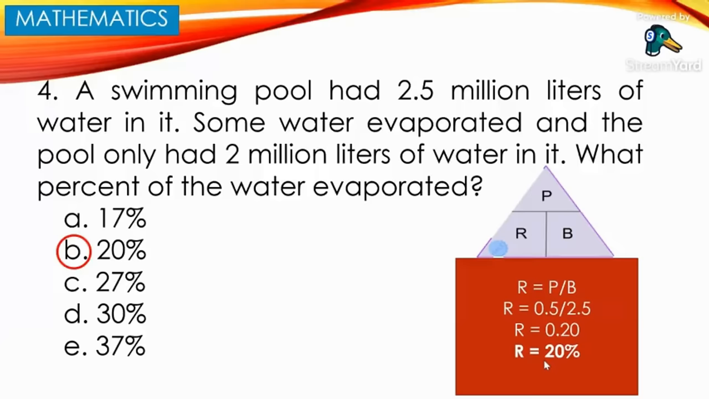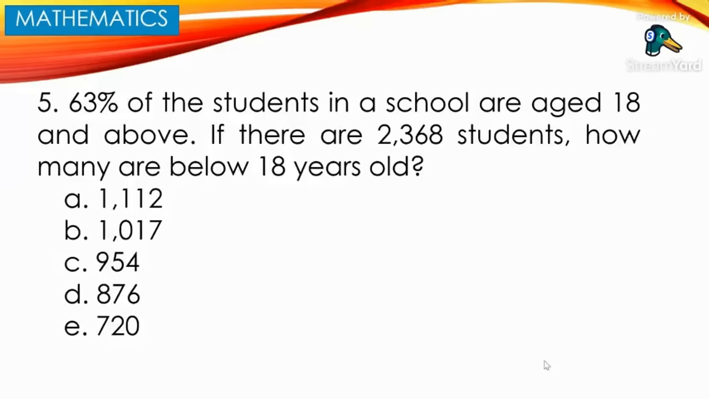So we're going to proceed with number 5. Number 5 is still on percentage. This is our last example on percentage. 63% of the students in a school are age 18 and above. If there are 2,368 students, how many are below 18 years old? Again, 63% of the students in a school are age 18 and above. If there are 2,368 students, how many are below 18 years old?